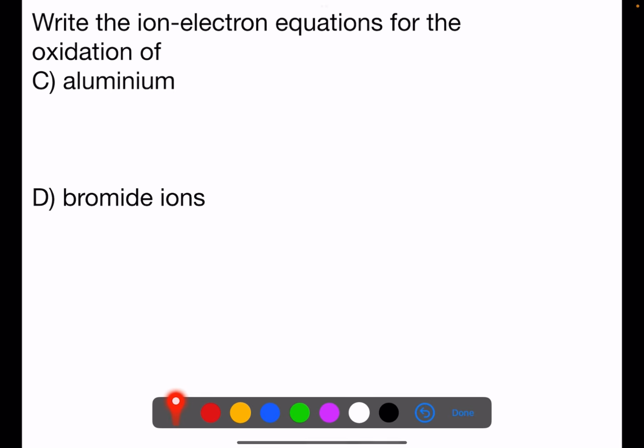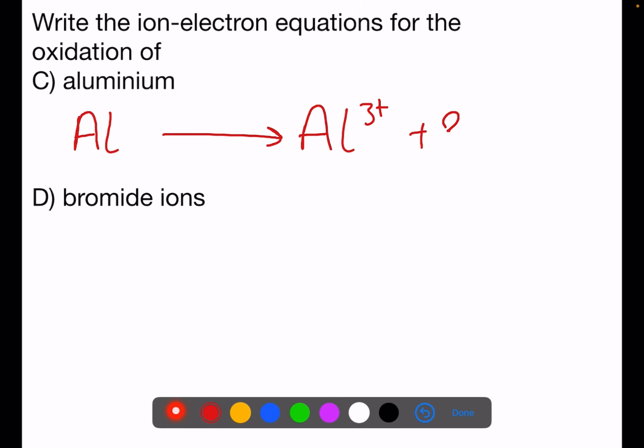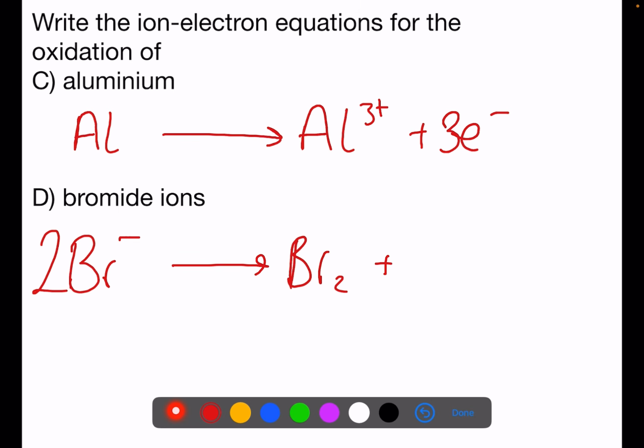For an oxidation ion electron equation, you just have to flip the equation over. So the reactants become the products and the products become the reactants. So here, for the oxidation of aluminium, we'll have Al become Al3+ plus 3 electrons. And for bromide ions, we'll have 2Br- become Br2 plus 2 electrons. For an oxidation, the electrons are always on the right hand side because they are being lost.